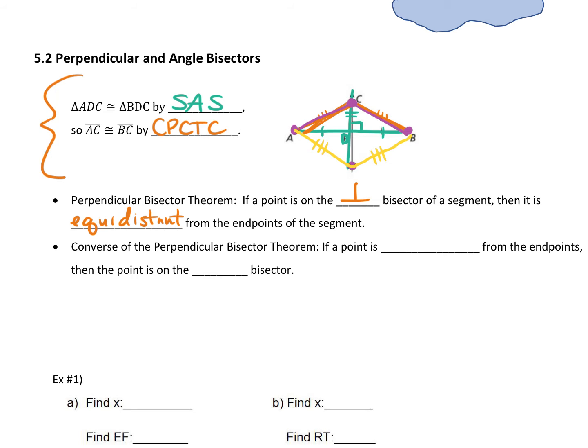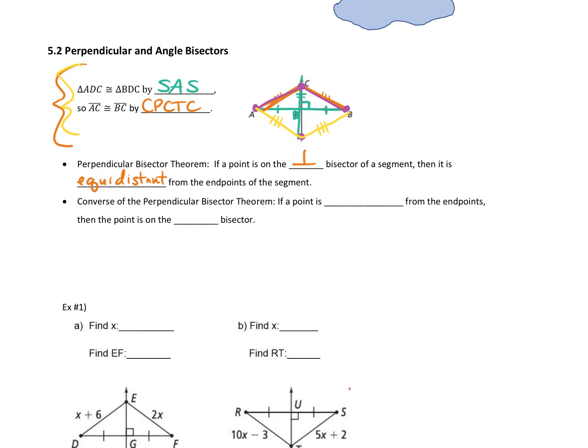Yes, ma'am. Do we have to prove it by SAS or could we? No, this is just me proving it to you. You won't have to do any more SAS, SSS, any of that. I just want you to see why it has to be perpendicular and then equidistant. Okay, so that's the first theorem.